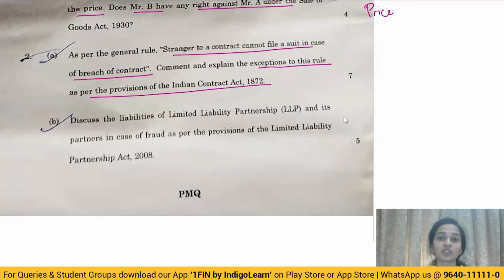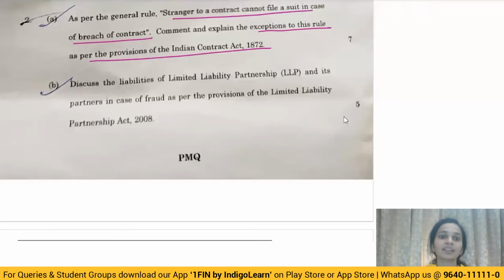So all the situations wherein in case of a trust, a beneficiary can file a case, wherein in case of family agreements, a third party can file a case, a family member who's not part of that agreement can file, covenants running with land. So you have a set of exceptions. Those exceptions had to be written here. A direct question, nothing much to discuss for this one. So let's move on to the next one.